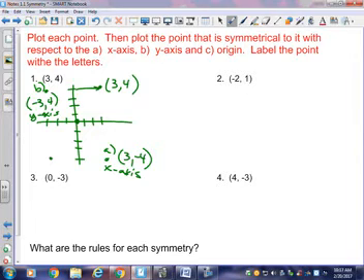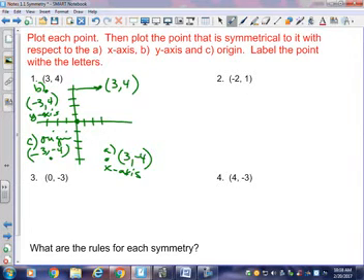And this is the key. Does it make a straight line? Uh-huh. So you'd know for sure that's right. So this has origin symmetry, and our point is now at negative 3, negative 4. So it changed both of them.